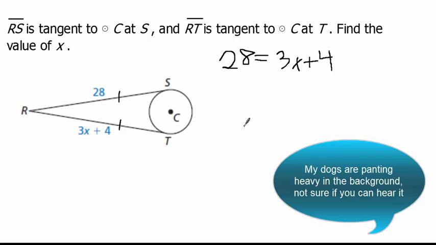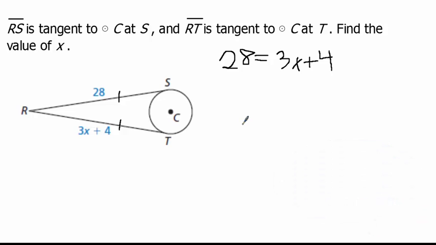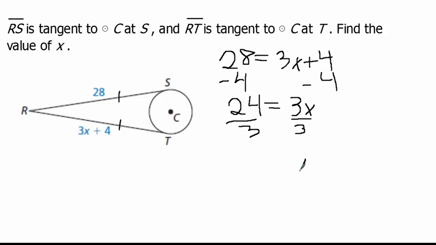So my equation becomes 28 equals 3x plus 4. That's easily solvable. So we're going to move the 4, ending up with 24, dividing by 3, and x has to be 8 in order for these two things to both be tangents to the same point.